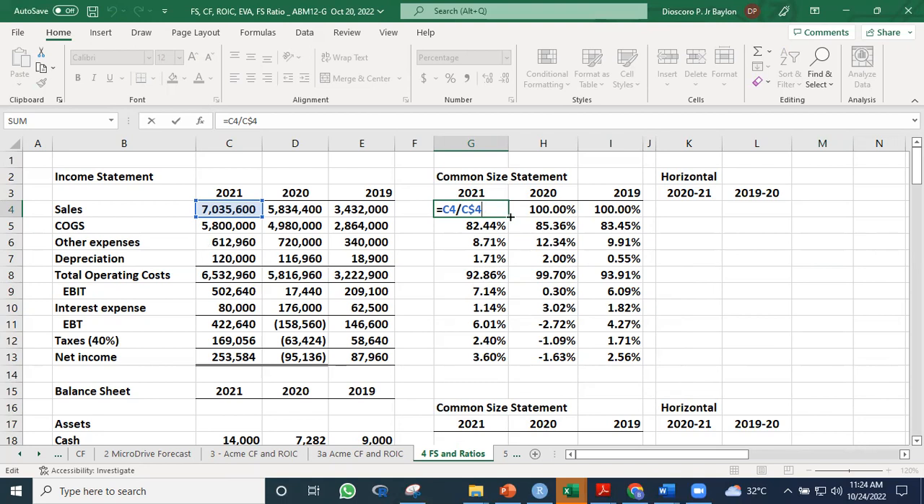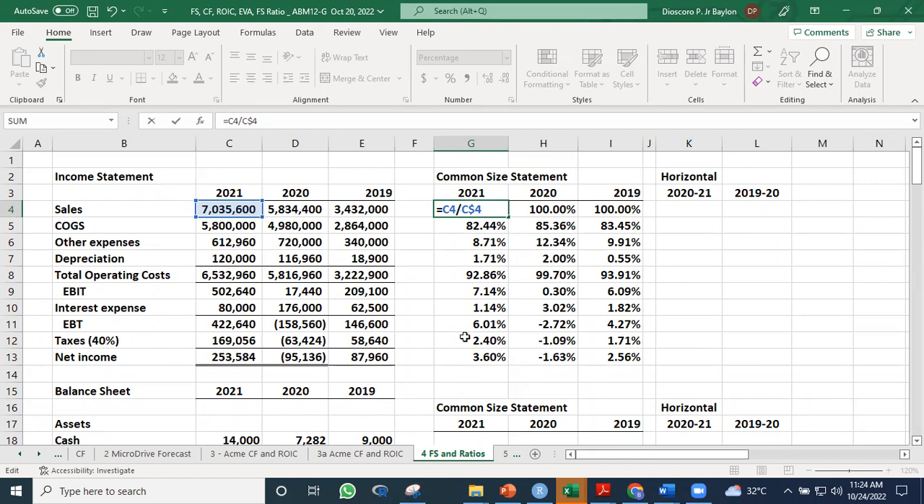Okay. Now we don't want it to be $4. Kasi if we do that, then naka-fix lang siya dito sa 2021 sales. Eh gusto natin lumipat siya sa 2020 sales for the 2020 income statement accounts. And we want it also to transfer to 2019 E4 for the 2019 income statement accounts. No?